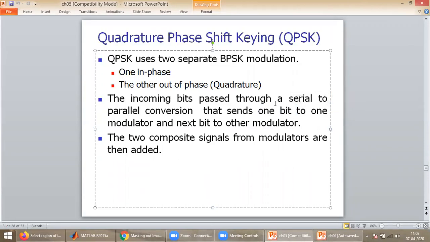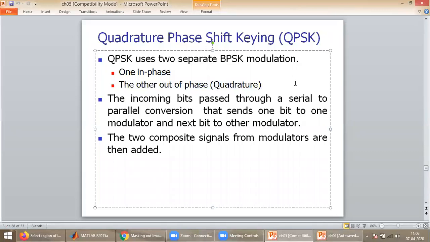So here serial bits are converted into what? Parallel bits. The first bit is sent to one binary phase shifting modulator, that is in phase, and the second bit is sent to another binary phase shifting modulator, so out of phase. So the phase value for that is what? Out of phase. So that is called quadrature.